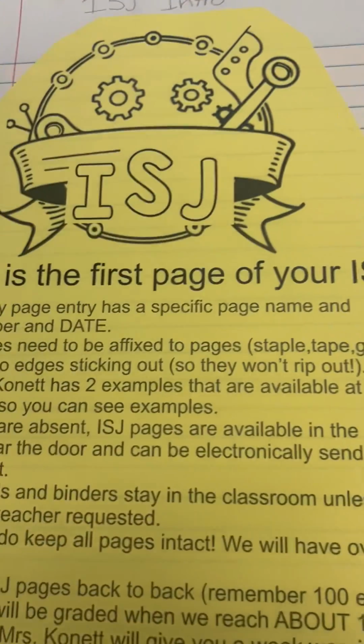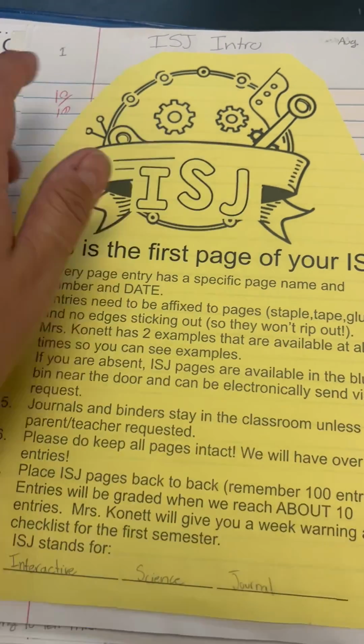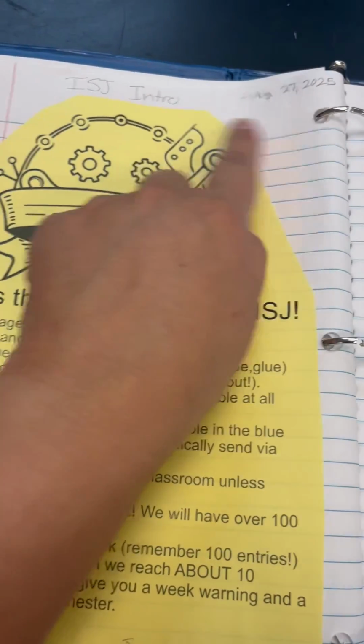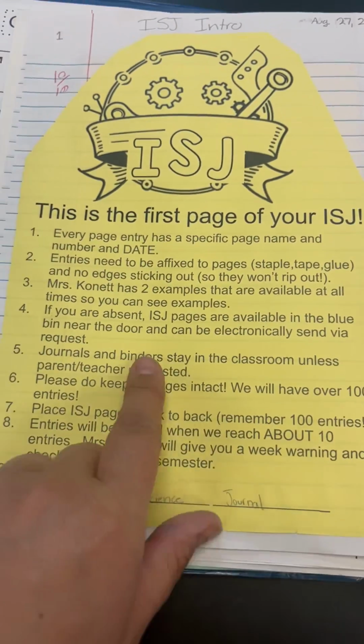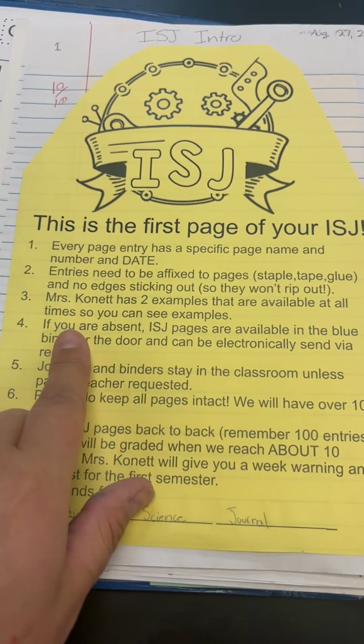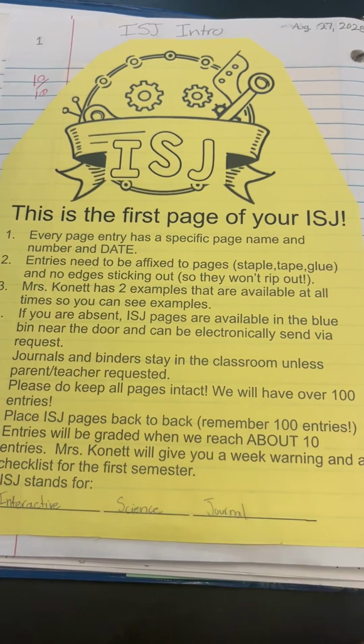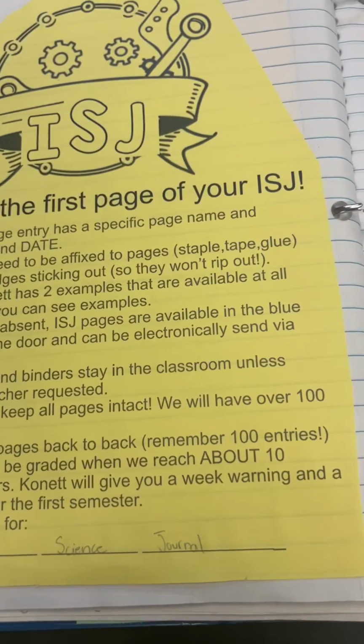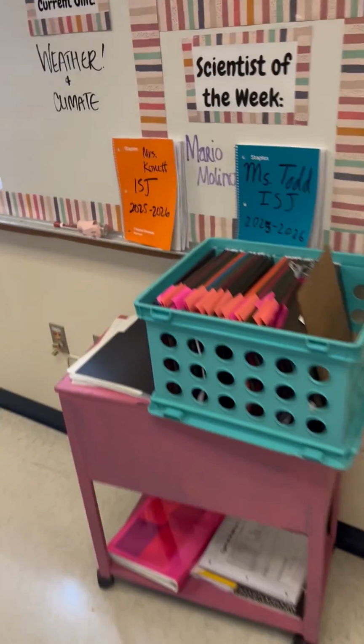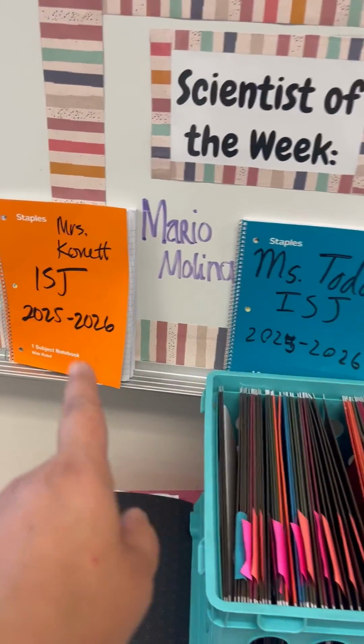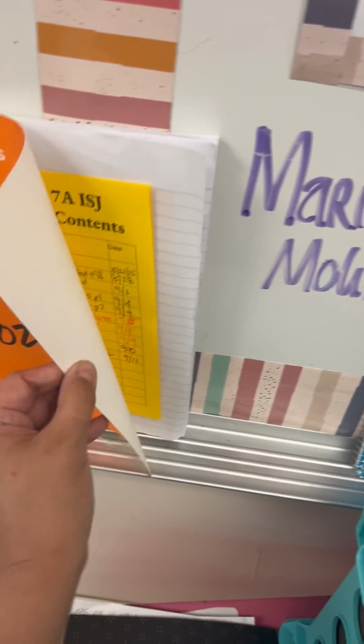We have the first page, ISJ intro. It has a number and it has a date and it has a title. And this really talks about how your pages need to be one right after another. There are 2 examples, and actually I can show you those 2 examples. There are 2 examples, mine and Miss Todd's right here, that you could get at any time, that are also in order and have the table of contents.